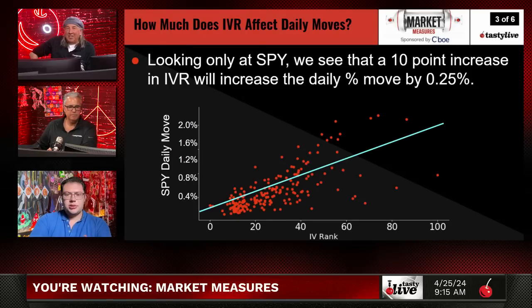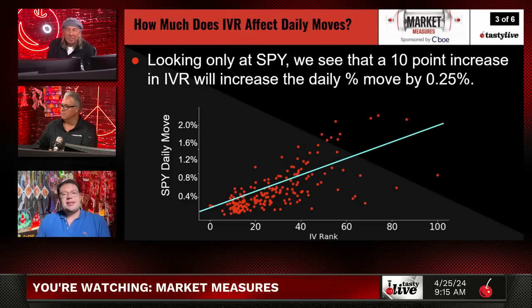You are 100% correct. We've always talked about IVR, and we always have used the word context around that. That's how important that is to us. Looking only at the SPY, we see that a 10-point increase in IVR will increase the daily percent move by 25%. Okay, explain. Basically, this is specifically looking at SPY. We could do this for all the underlyings. We're going to have a synopsis on the next slide, but this is specifically for SPY just because too many slides. If we have more requests, we'll do it for everything.